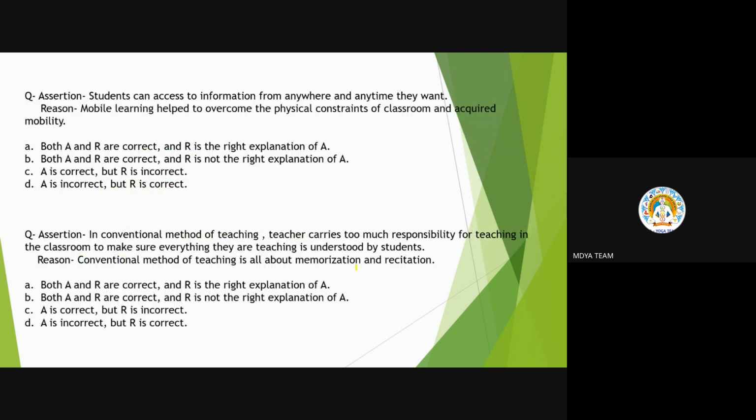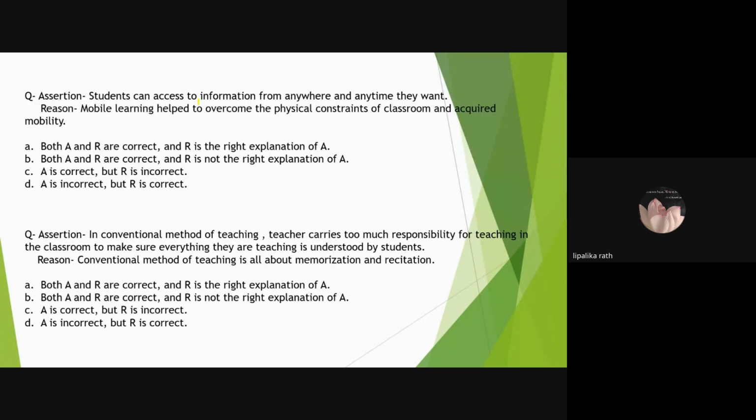Now, we will solve the questions. First question is assertion: Student can access information from anywhere and anytime they want. The reason: mobile learning helps here. Mobile learning does not mean learning with the help of mobile. Mobile learning means something that is movable, that is flexible. Mobile learning helps to overcome the physical constraints of classroom and acquire mobility.